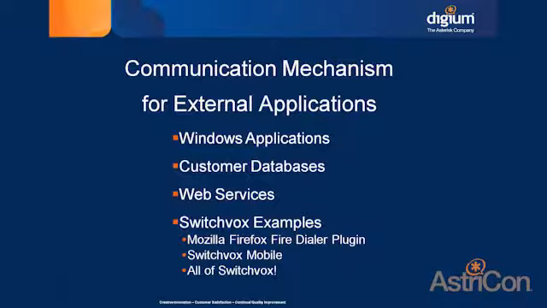We also have Switchvox Mobile out there, where you can download an iOS app or an Android app that will give you access to changing your call rules, company directory, making phone calls. All of those things are things you can do with the API, and that's what we use to build it. So that's an application anyone could have written.